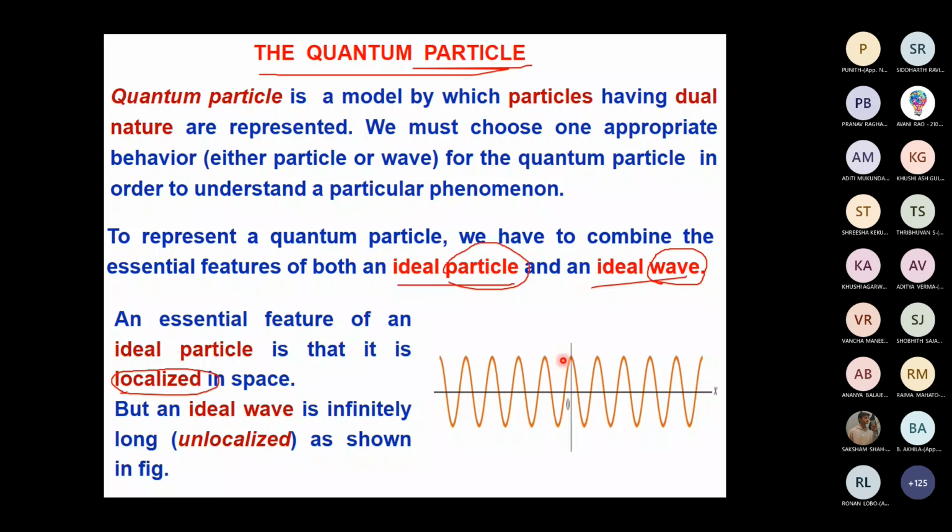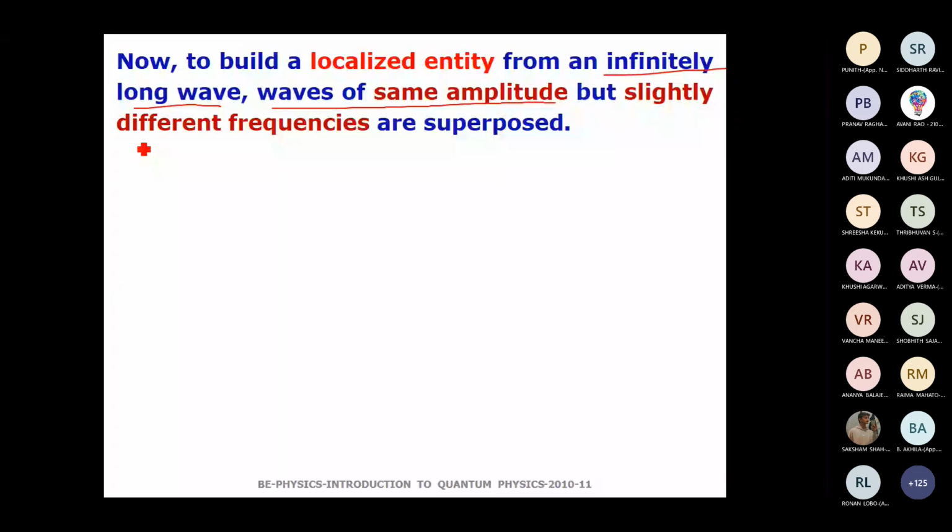This is a model. This can be done by building the localized entity from infinitely long waves. What we do is take waves of the same amplitude, but varying with slightly different frequencies. So this model can be built into a localized entity by choosing long wave trains. These wave trains have the same amplitude, but they vary in frequencies, and they are superimposed.